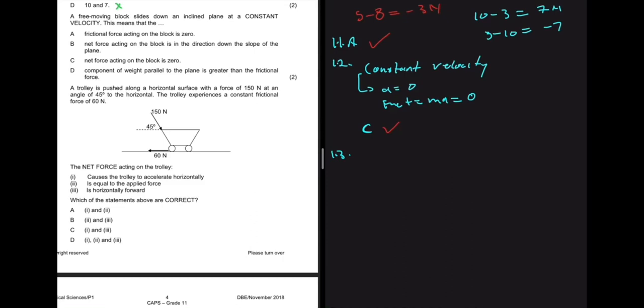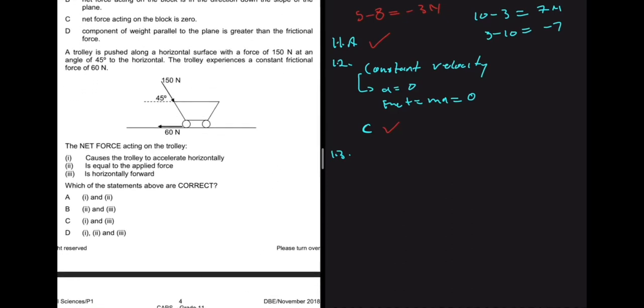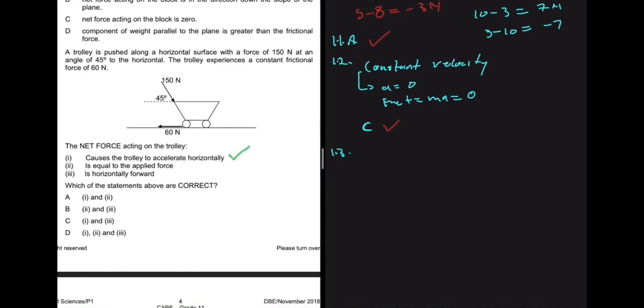So they're saying that the net force acting on the trolley causes the trolley to accelerate horizontally, along the x-axis. That is true. Let me show you why I'm saying it's true. We know that F net will be equal to the force applied along the x plus the frictional force, in the horizontal. So F applied along the x will be 150 multiplied by cos of 45, and then minus 60 newtons from the frictional force.